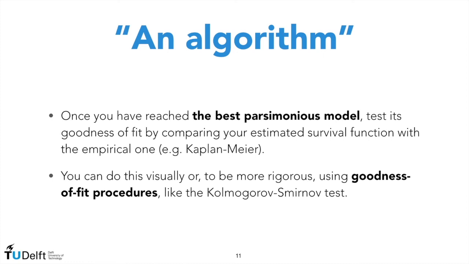What we have to do is to test its goodness of fit by comparing the estimated survival function we obtain from the model with the empirical one. And typically we can approximate the empirical one using the Kaplan-Meier estimator. Now, we can do this comparison visually or, to be more rigorous, using goodness of fit procedures like, for example, the Kolmogorov-Smirnov test.